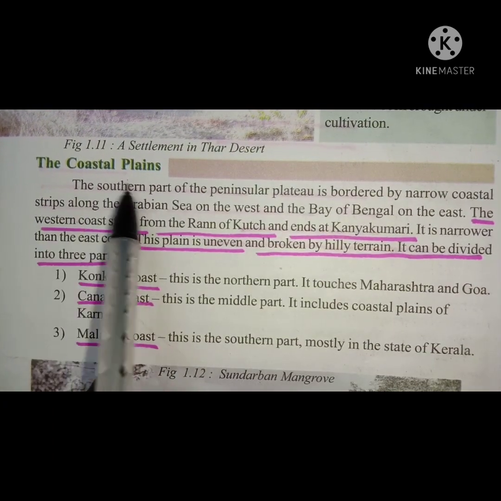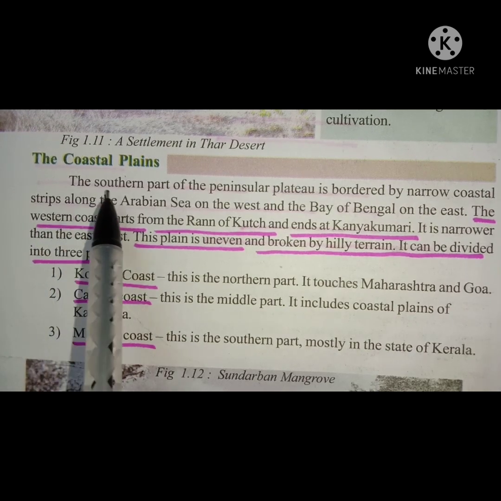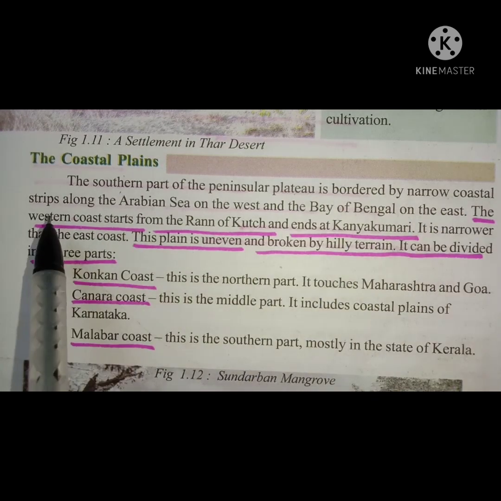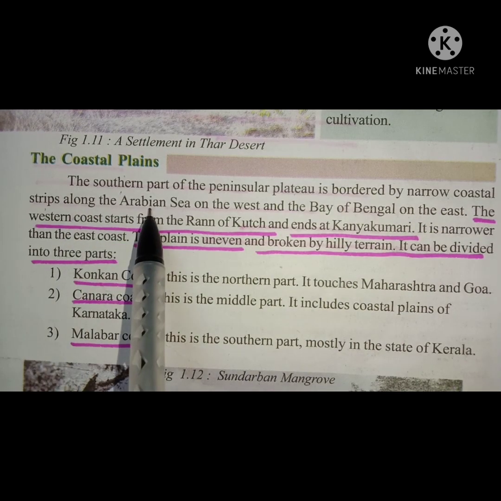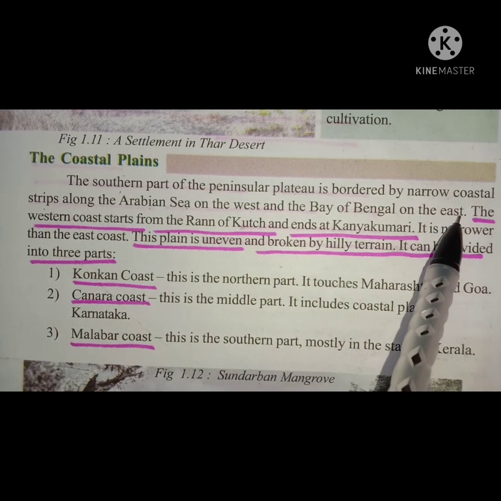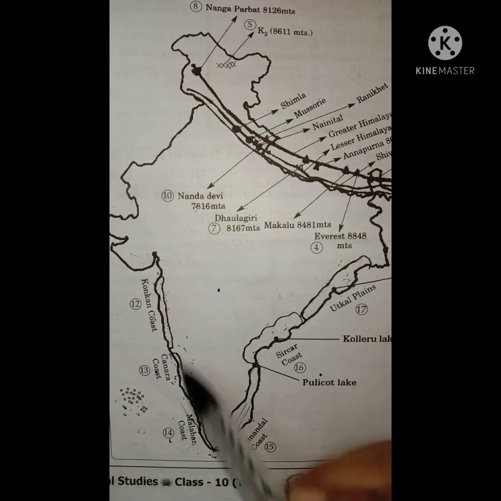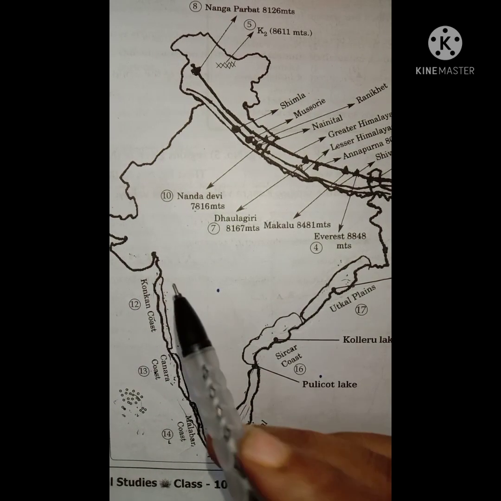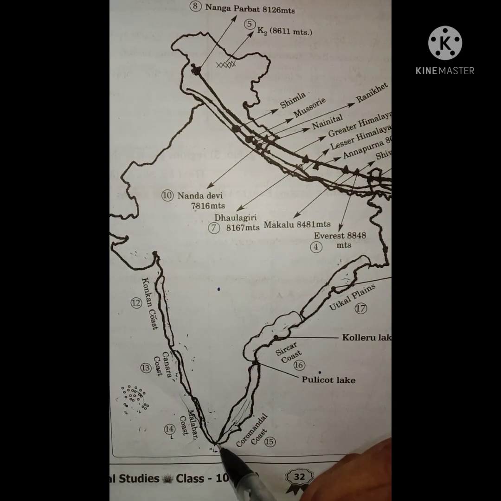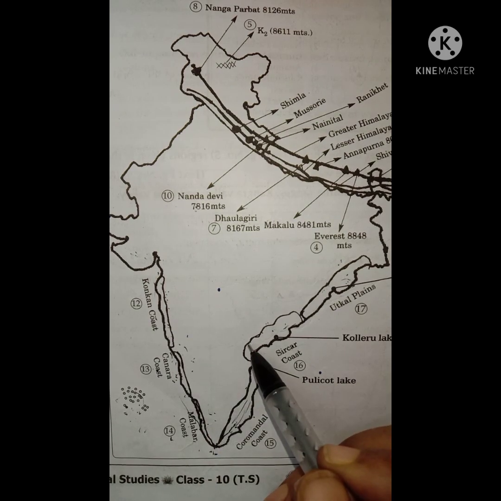Next, the coastal plains. The southern part of the peninsular plateau is bounded by narrow coastal strips along the Arabian Sea on the west and the Bay of Bengal on the east. The western coastal plains start from the Rann of Kutch and end at Kanyakumari. It is narrower than the east coast.